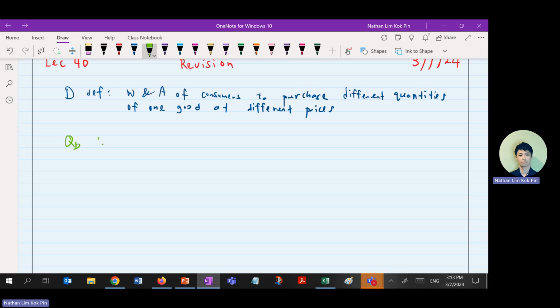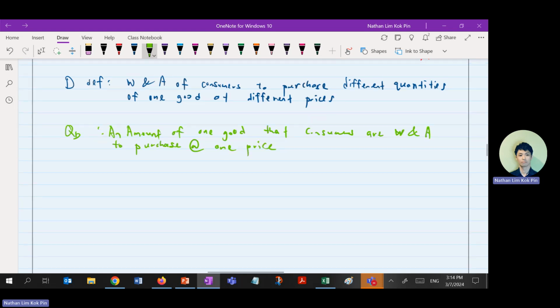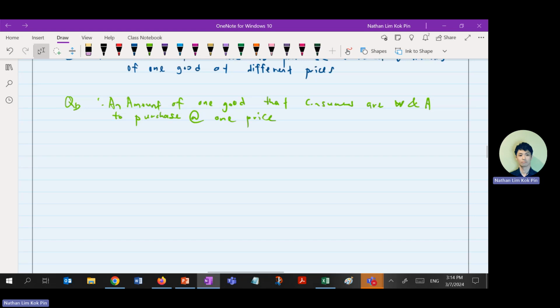Quantity demanded, the only thing you need to add is actually just amount. And amount, okay, is only one amount. An amount of one good that consumers are willing and able to purchase at one price, right? Then we talk about the diagram.